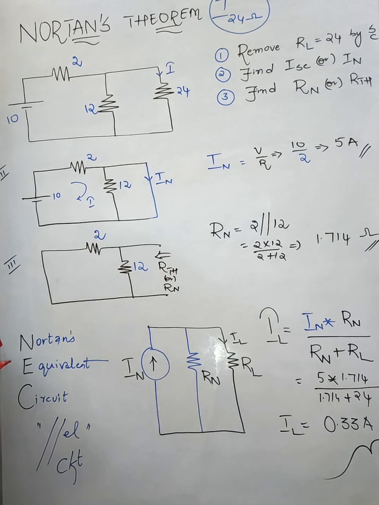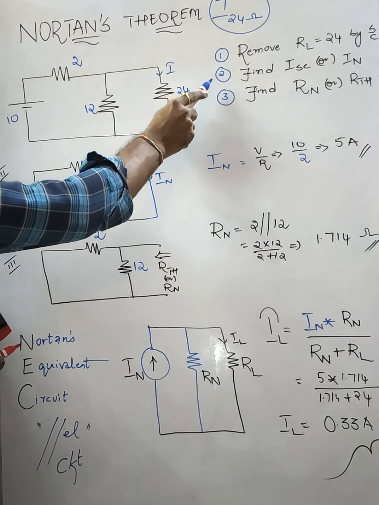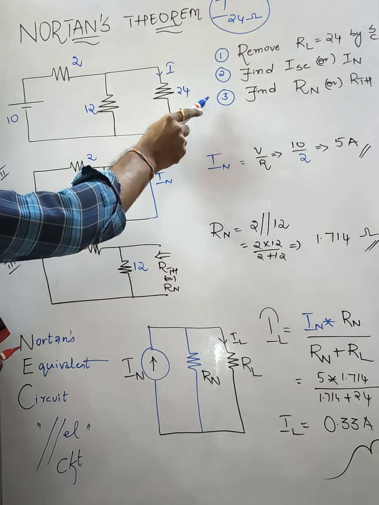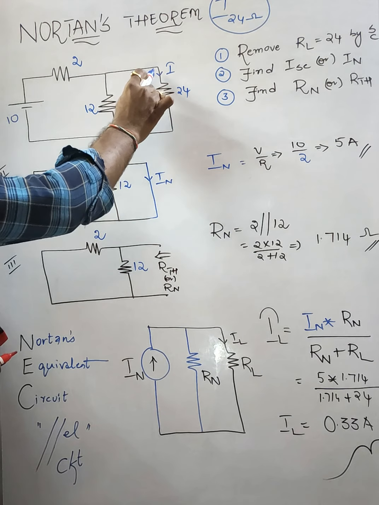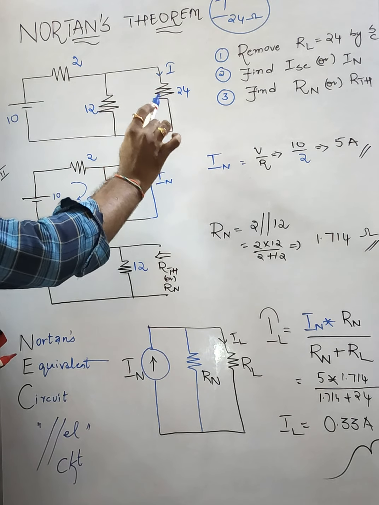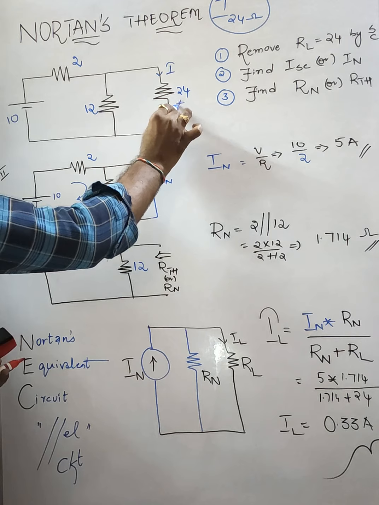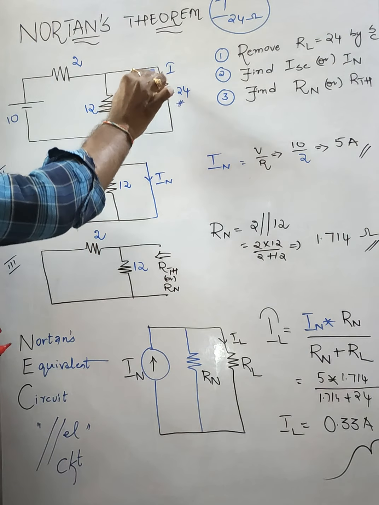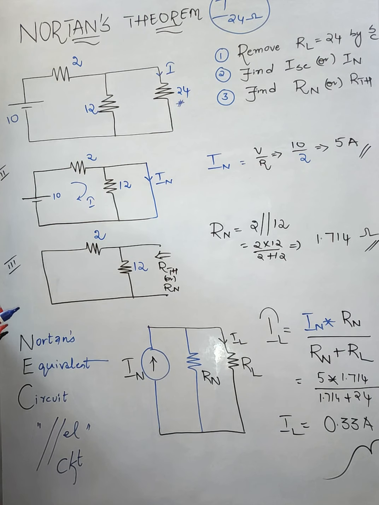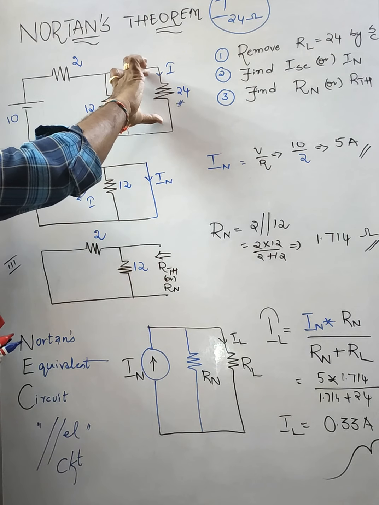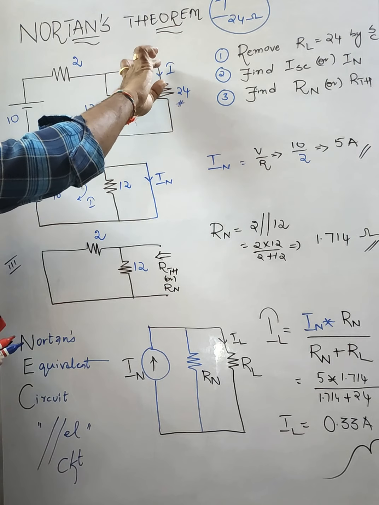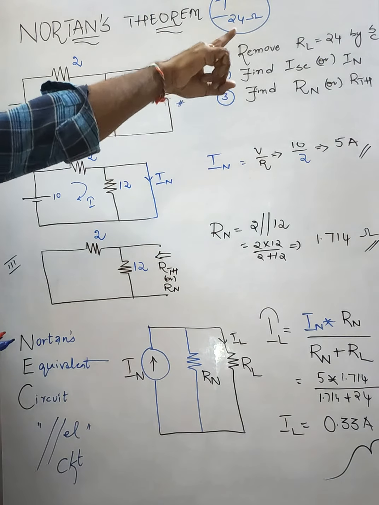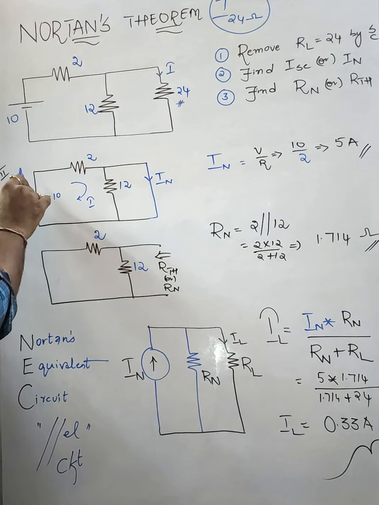For this one, we follow the same three steps. The first step is common: remove the load resistance. The current flowing across the 24 ohms is our question, so this resistance becomes the load resistance. Remove it by short circuiting, whereas in Thevenin's theorem I made this open. In this problem, I make it a short circuit. That's our first step.